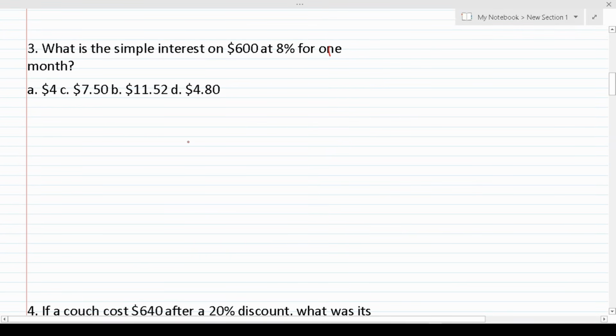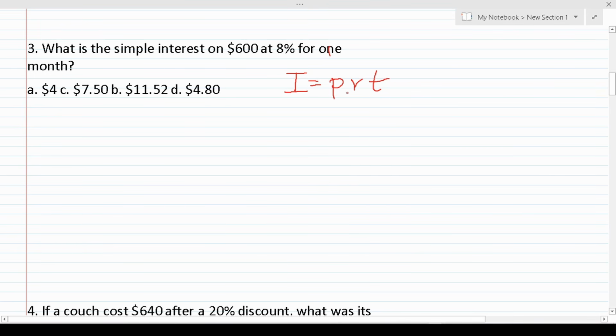All right, question 3 says, what is the simple interest on $600 at 8% for 1 month? Okay, so occasionally the ASVAB will have a question about simple interest. To deal with simple interest problems, you have to know the formula for solving for interest, and that's I equals PRT, where I stands for the amount of interest earned, P stands for the principal invested, R stands for the interest rate, and T stands for time, albeit in years.